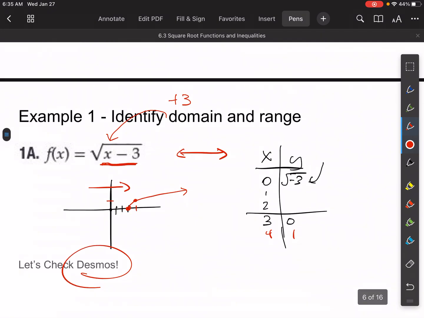It says to identify the domain and the range. Well, the domain is going to be the x values where x is greater than or equal to 3. And the range, which is the y values, will be the y values where y is greater than or equal to 0.